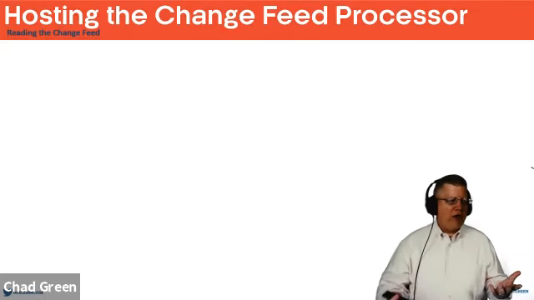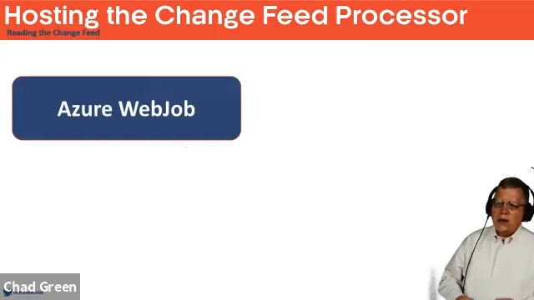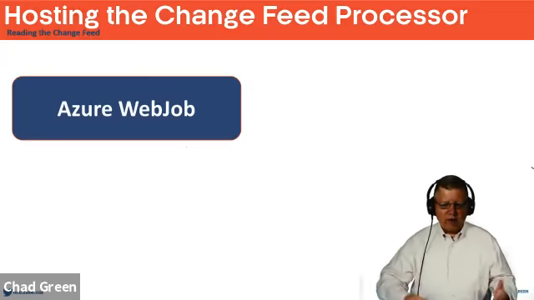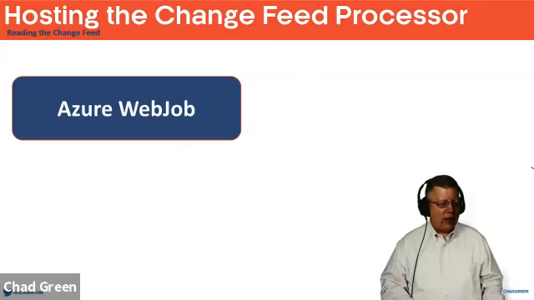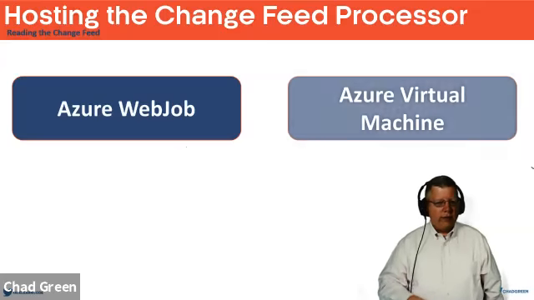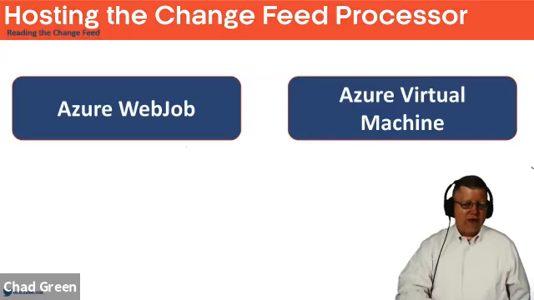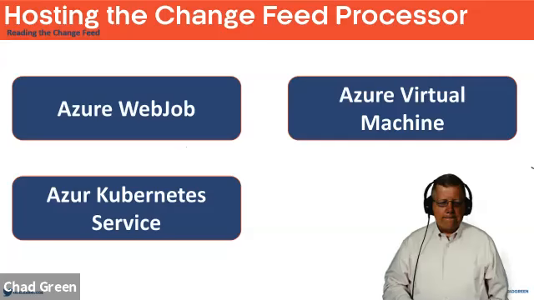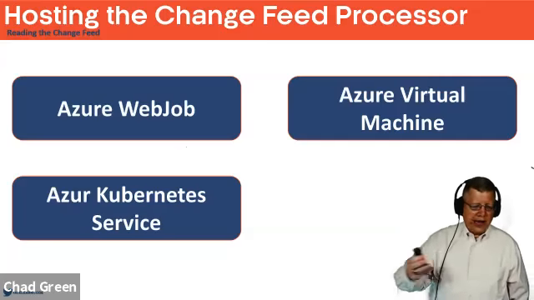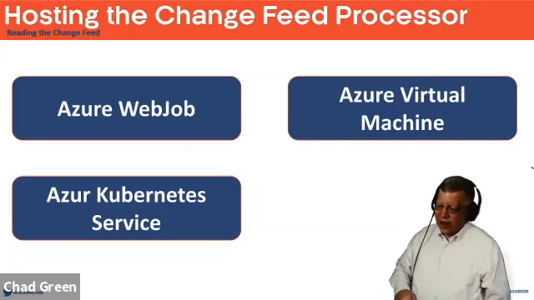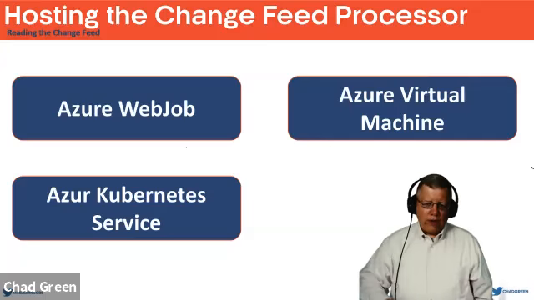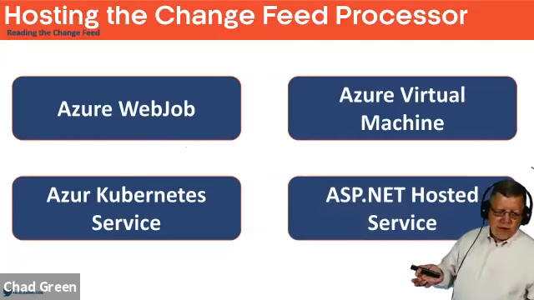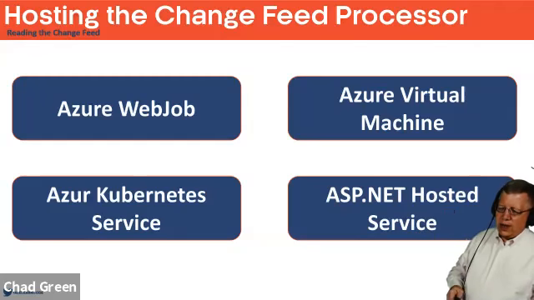All right, as far as where you can host the change feed processor, number one is an Azure web job, right? So if you need that continuously running idea, we can do this. You can do an Azure virtual machine, just like you would normally think about this. We can do a background job in AKS. Well, I have misspelled Azure in there. But we can have that background job. Or the fourth option you have here is the ASP.NET hosted service, right? So you have these different options.